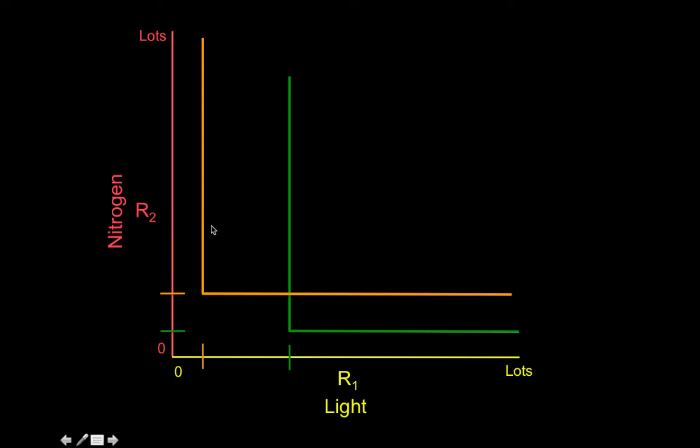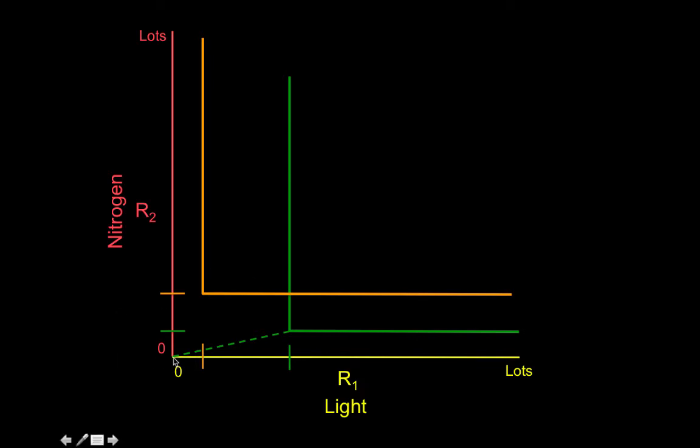We talked about this back when we talked about competition in the past. Positive growth is over here, negative growth is over here, but there is a range of resource availabilities of light and nitrogen over which these two species can coexist. And they're determined basically by the rate at which these species use these resources.